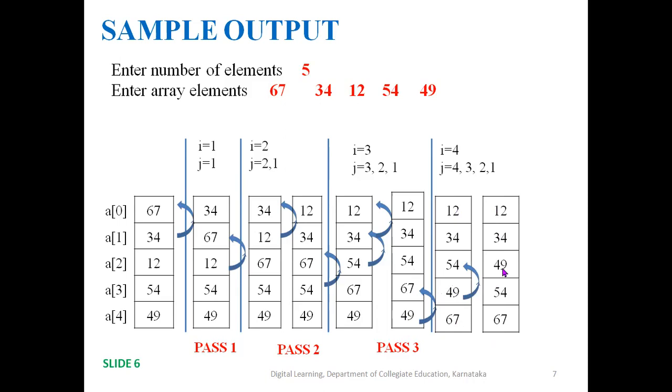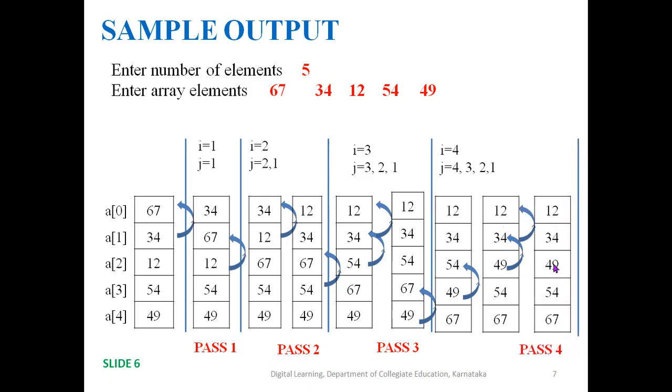Now next is a of 2 and a of 1 is going to be compared. So 49, is it less than 34? It is not true. So swapping will not happen. Next, again, it is going to compare a of 1 and a of 0. So is 34 less than 12? Again, not true. So at the end of this, the list is going to appear like this. So this is called pass 4. So finally, the output we are going to print as the sorted list is 12, 34, 49, 54, and 67.